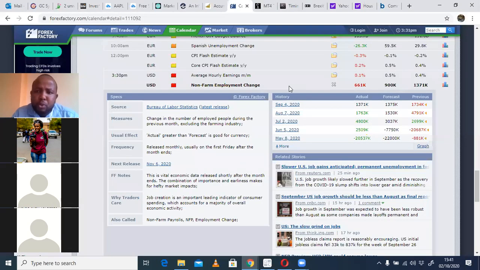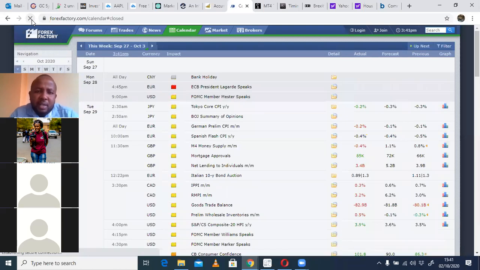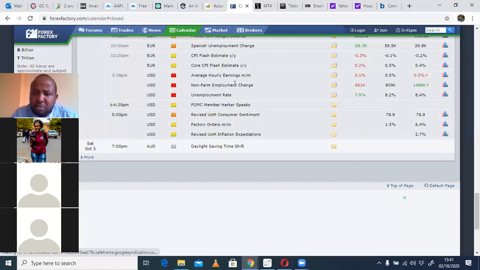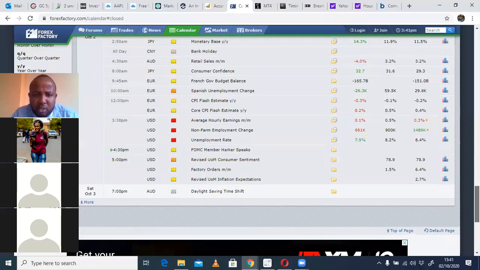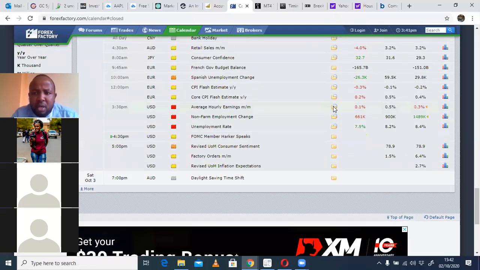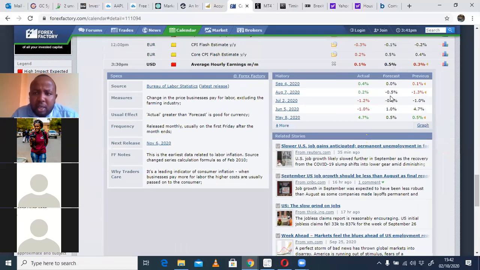661K jobs. So only 661K jobs were added. That means businesses are trying to get back to post-COVID levels. We are still trying to deal with Corona and all this. People are still not very confident with spending and getting out. This is why this number came out the way it is.